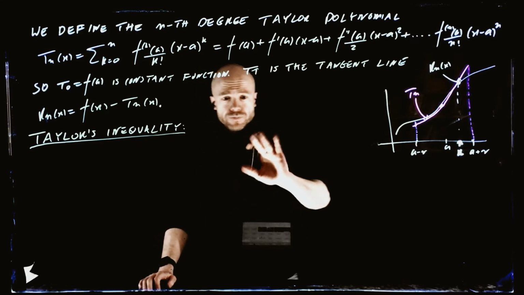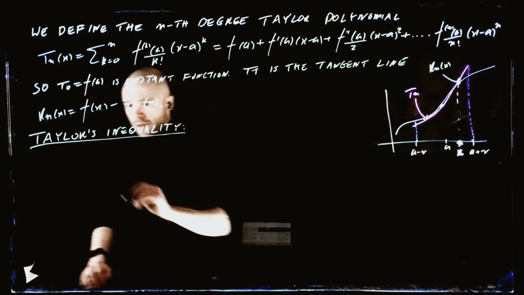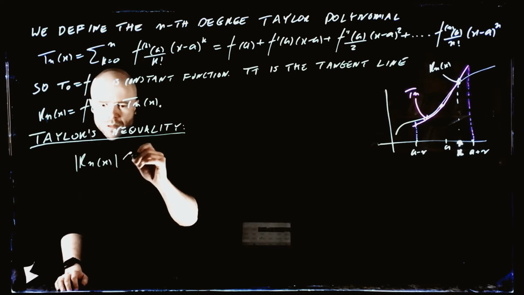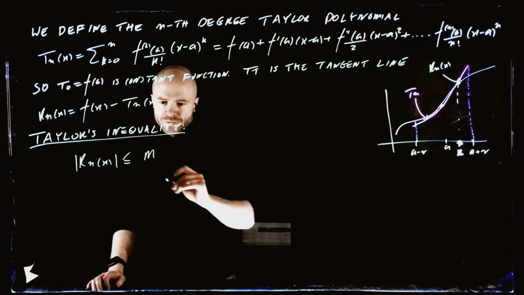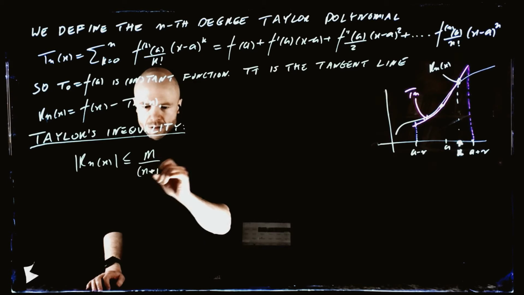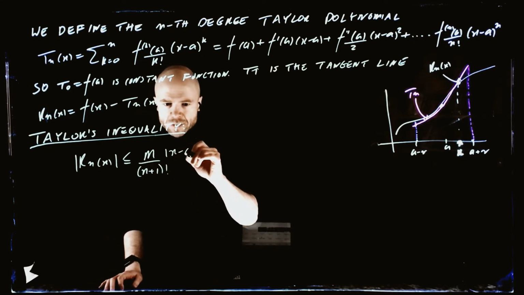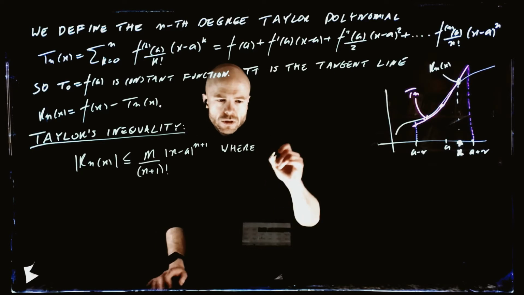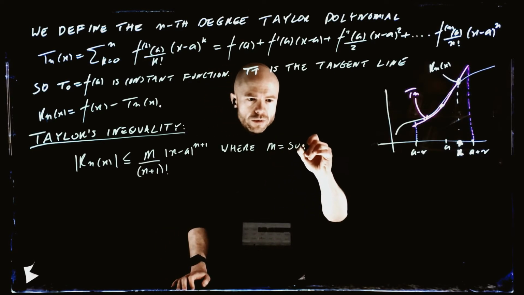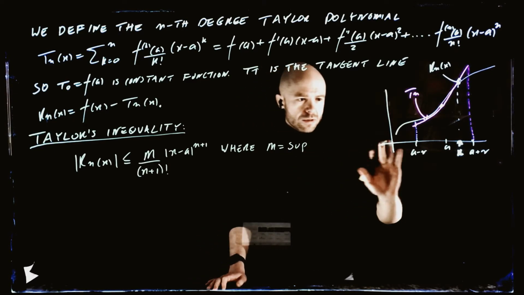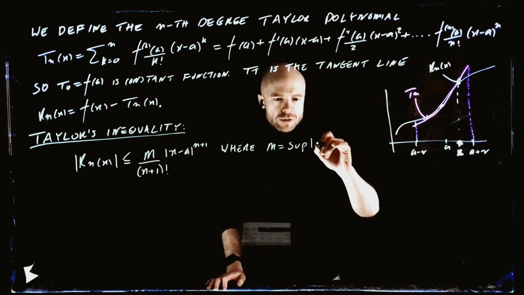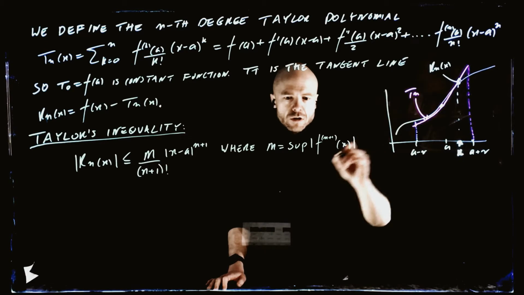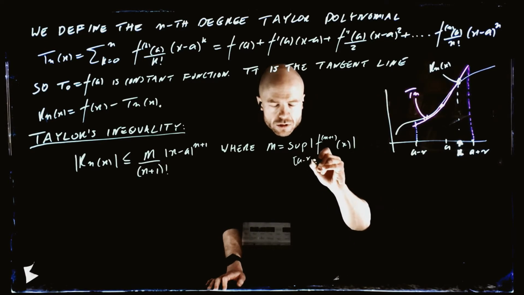So Taylor's inequality. This is Taylor's inequality, that we have that the remainder R_n of x is less than or equal to M over (n plus 1) factorial times the absolute value of x minus a to the n plus 1, where M is equal to the supremum of the absolute value of the (n plus 1)th derivative over the interval we're interested in.